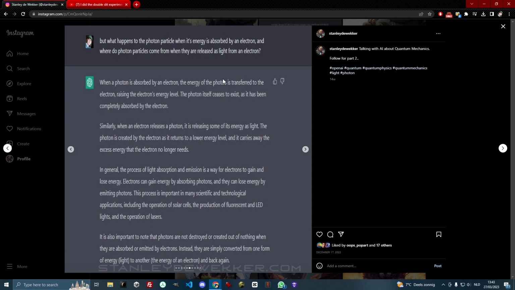So it's saying that somehow energy is transferred from the photon to the electron. But what happens to the photon then, if it no longer has the energy, right? Raising the electron's energy level. So now the electron suddenly has more energy. It's moving around more because it had this photon hit it or something. Okay, sorry. The photon itself ceases to exist.